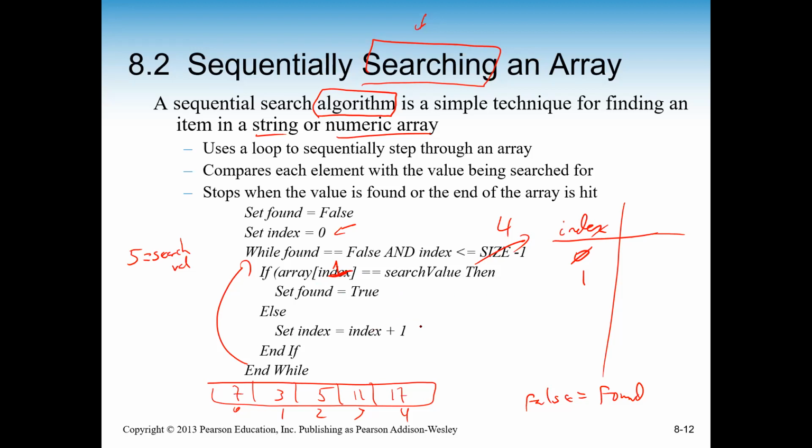Okay, so we go back, index, we're going to do 2. We go back into the loop, right? And now we say, is found equal false? Yes. Is index less than 4? Yes. Okay, we go into now array 2. Is array 2 equal to search value?